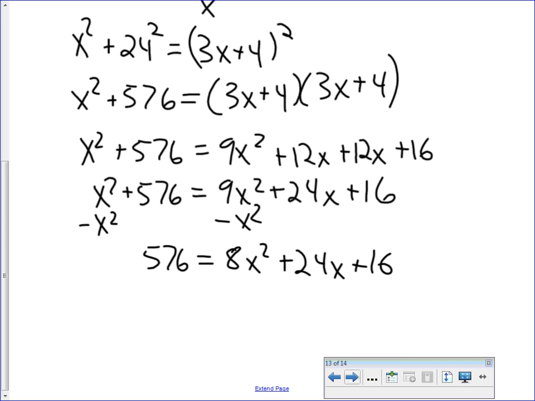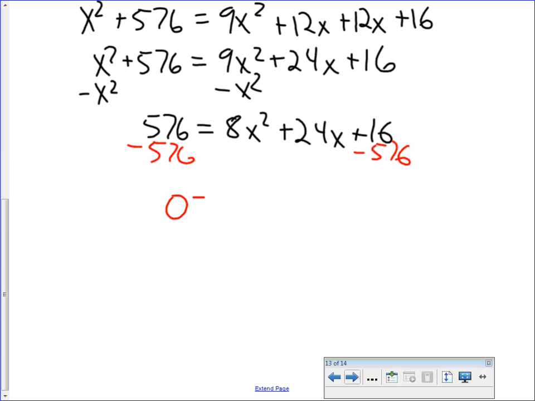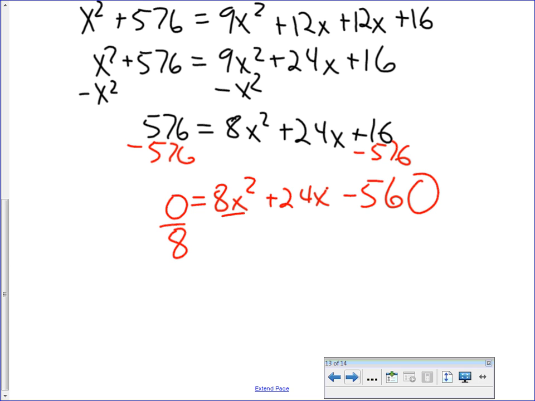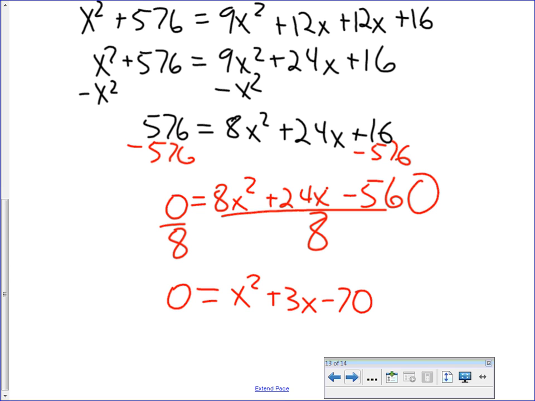Because in order to solve it, I'm going to have to set it equal to 0. And I will get 0 equals 8x squared plus 24x minus 560. Now, at first glance, it looks like these are all really big numbers. But what's kind of cool is that all these numbers are divisible by 8. So I'm going to divide both sides by 8 just to make my life easier. And I'll get x squared plus 3x minus 70.